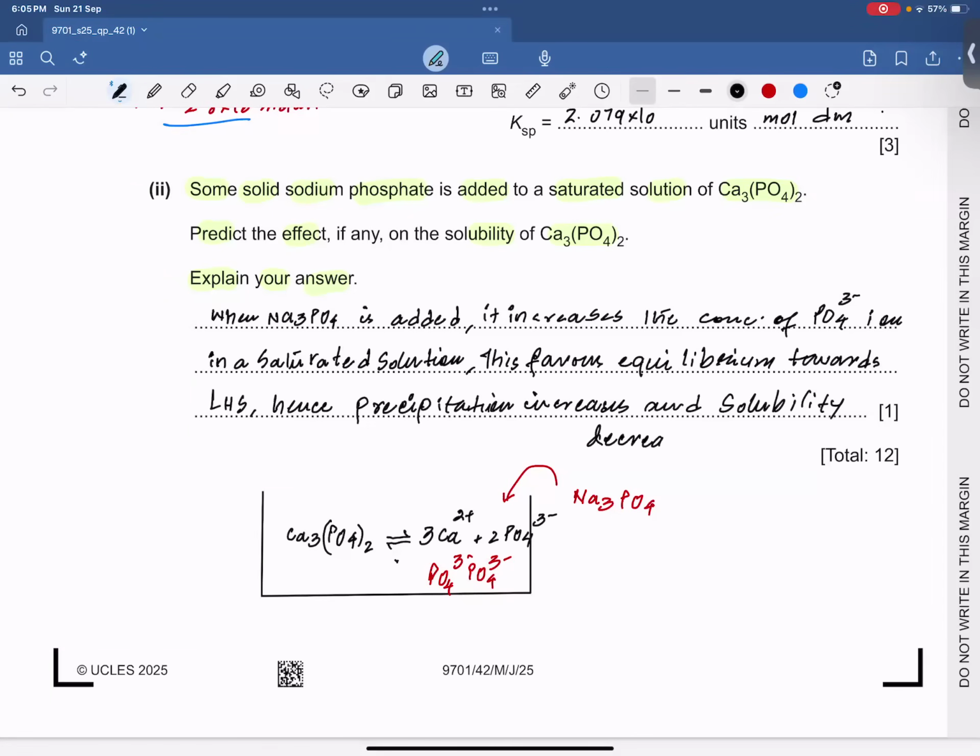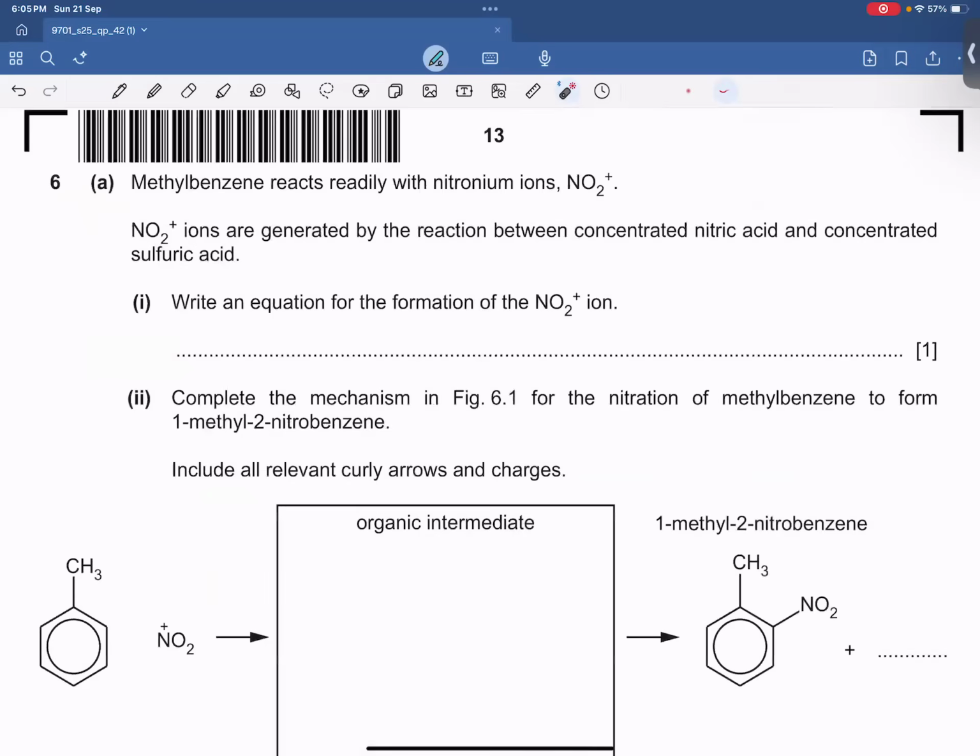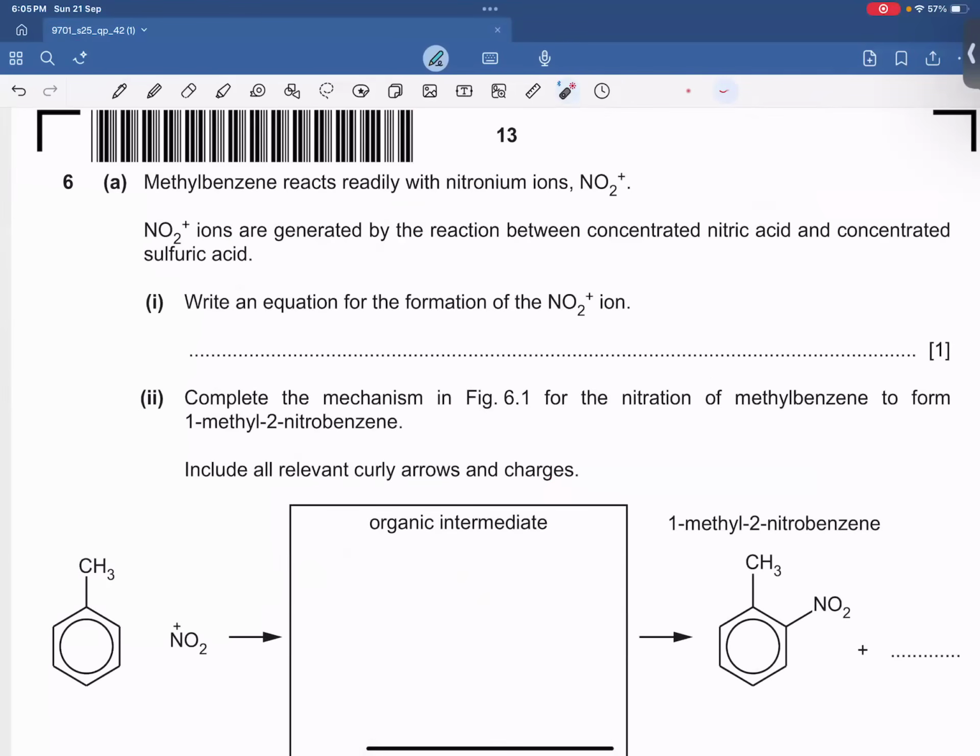And when we say solubility decreases, that means amount of ions decreases in the solution. All right. So that's the end of this question. Let's see what we have in the next. Oh, organic. And that's my favorite.